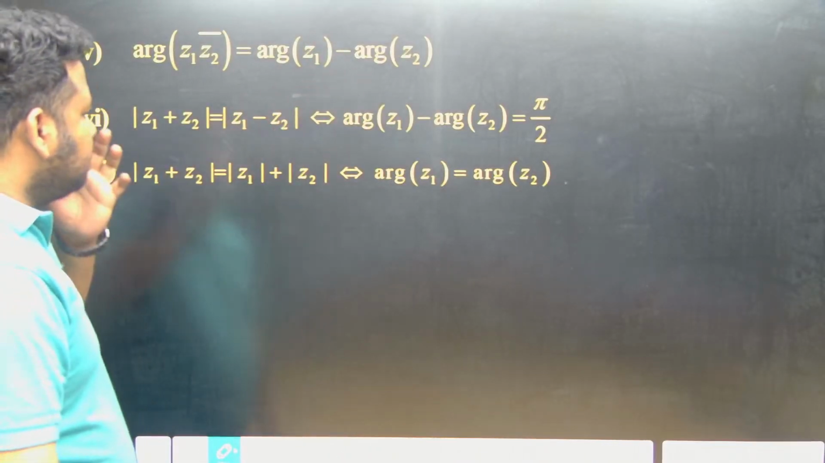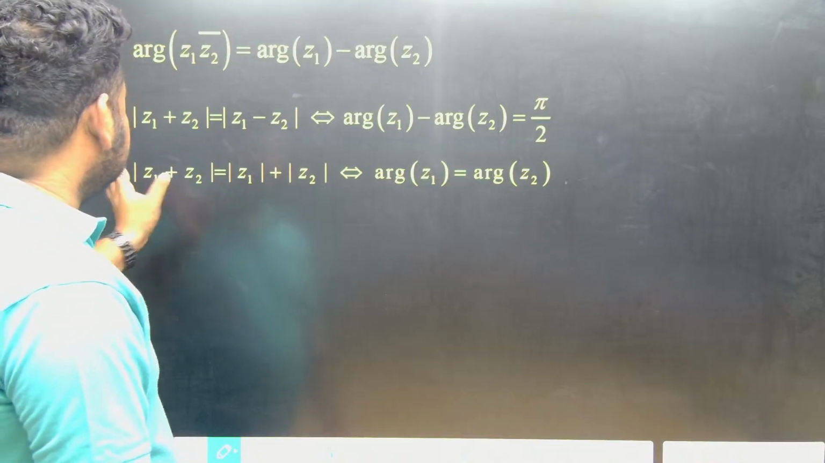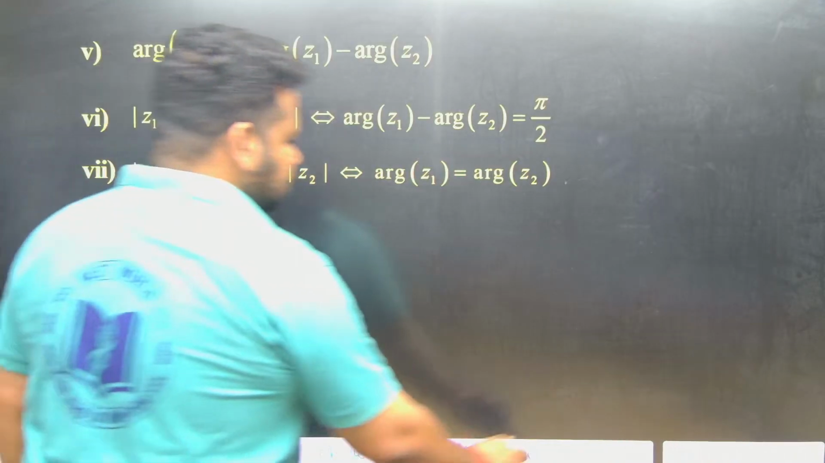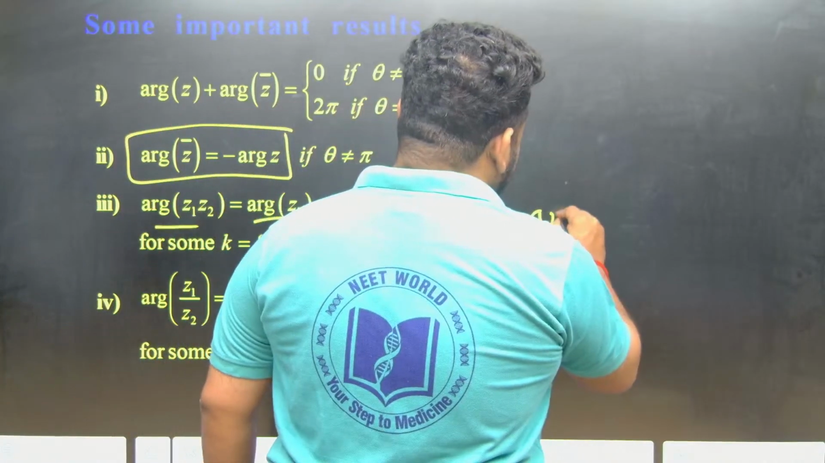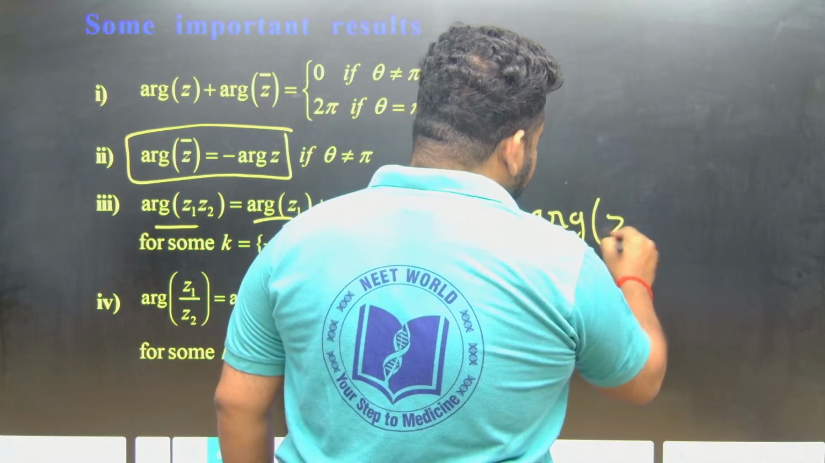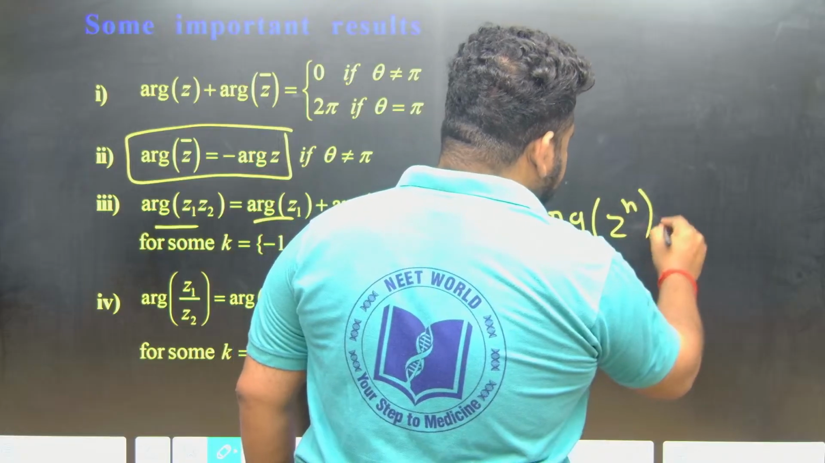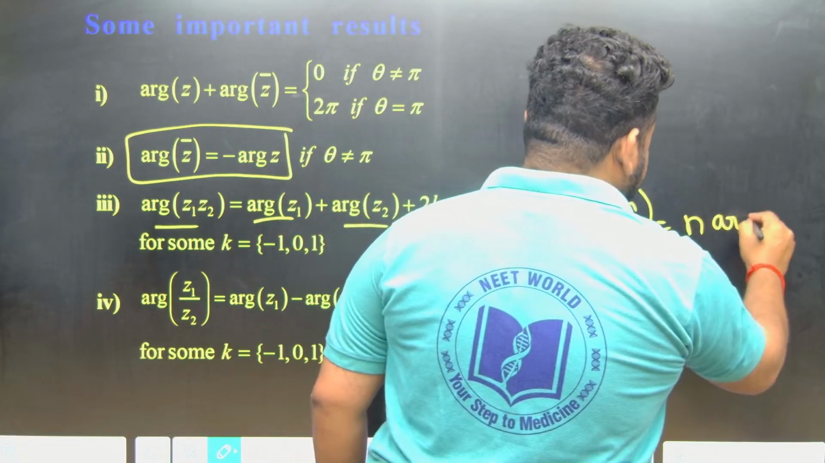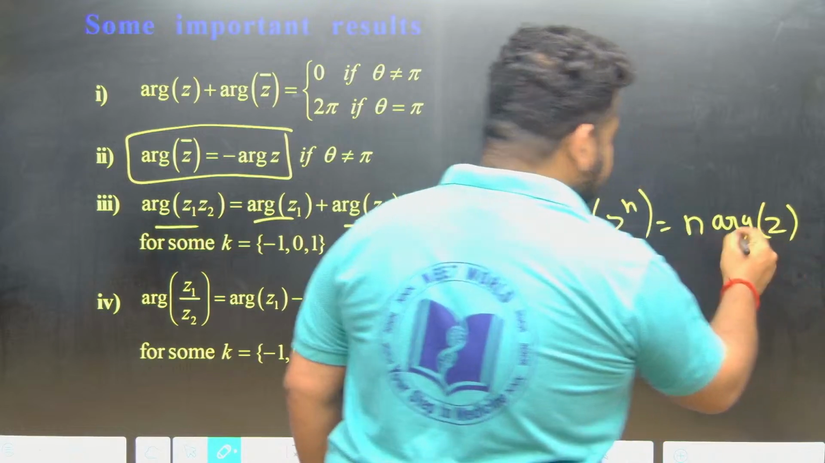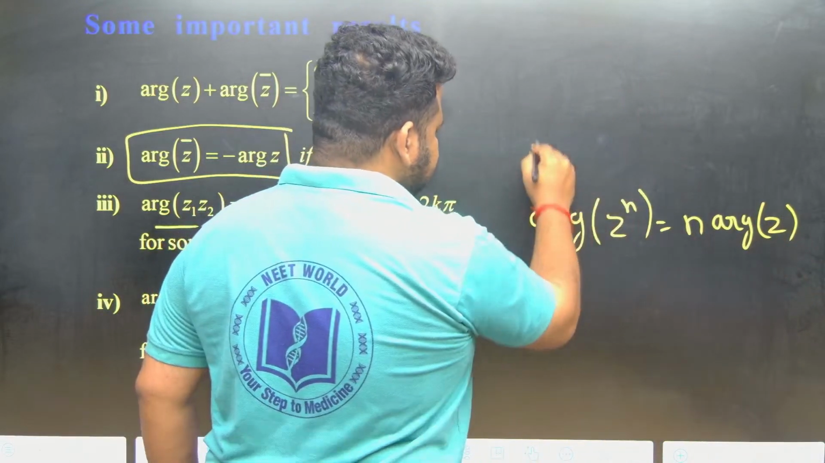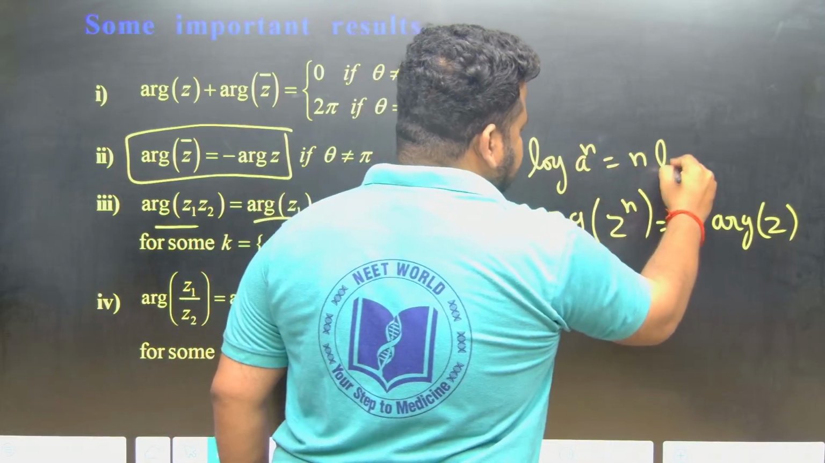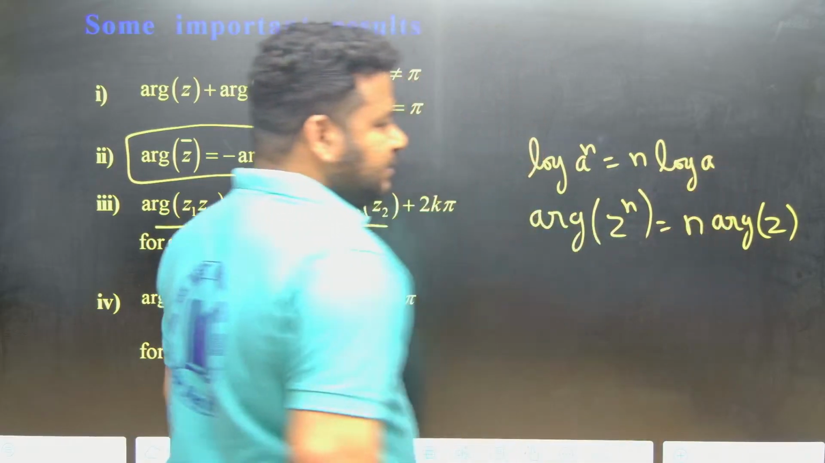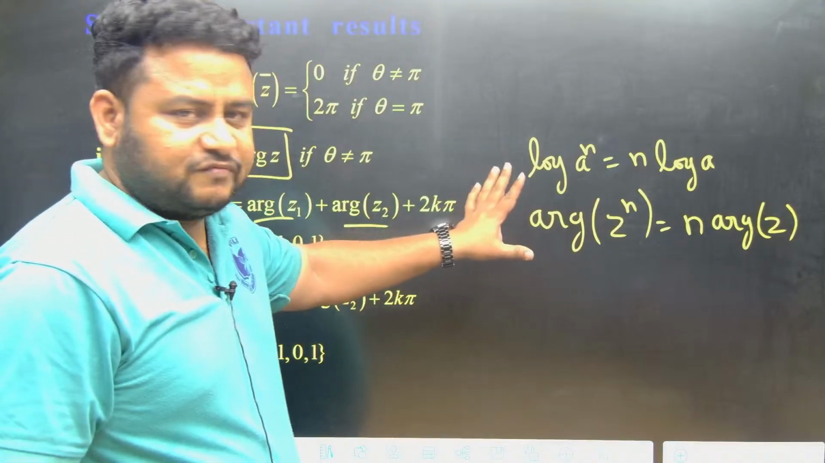Similarly, this property is not that important. Now see here, one more thing: argument of z to the power of n can be written as n times argument of z. This is the same as the log property. Log of a to the power of n can be written as n times log a. This is also one important property you have to remember. Please make a note of this property.